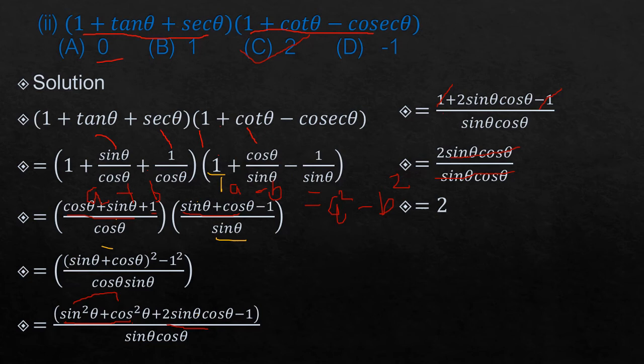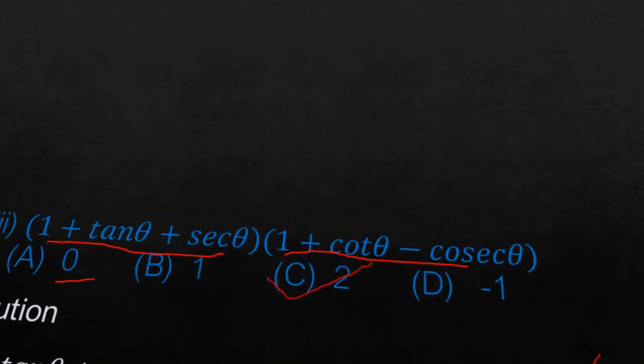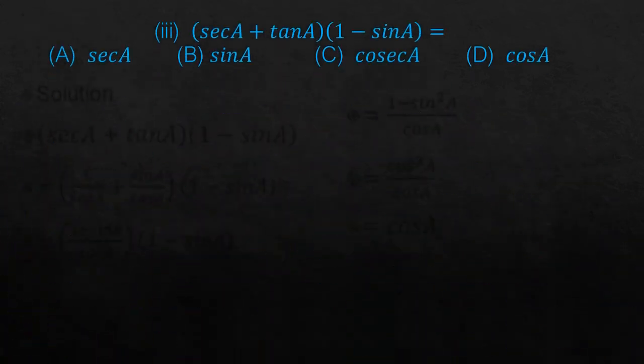Next part is the third part. Third part is (secant A plus tan A) into (1 minus sin A). That is, in one bracket secant A plus tan A, in the next bracket 1 minus sin A. You have to find that this expression is equal to: option A, secant A; option B, sin A; option C, cosecant A; and option D, cos A. So let us start with the solution.